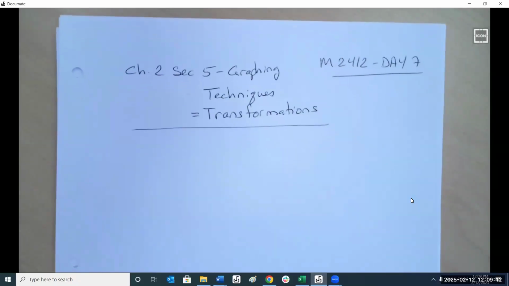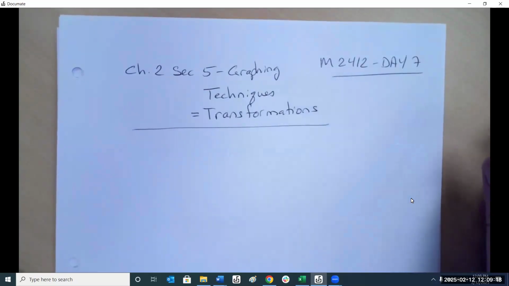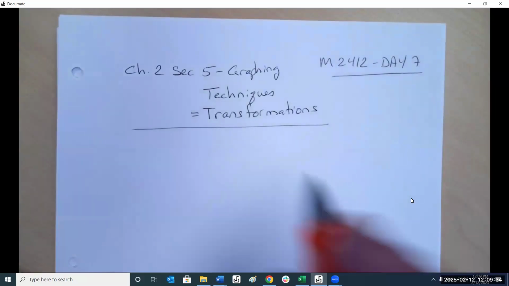All right. Transformations. What does transformation mean? Change. What kind of changes do we have in graphs? Okay, we have rotation. How would we rotate? Yeah, we have a shift.